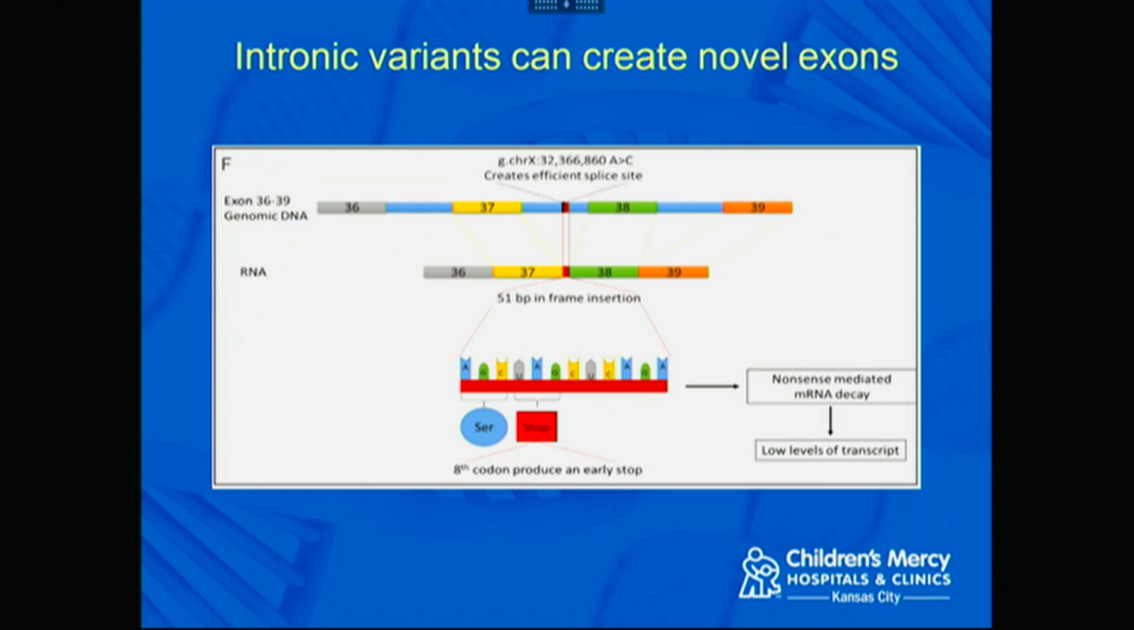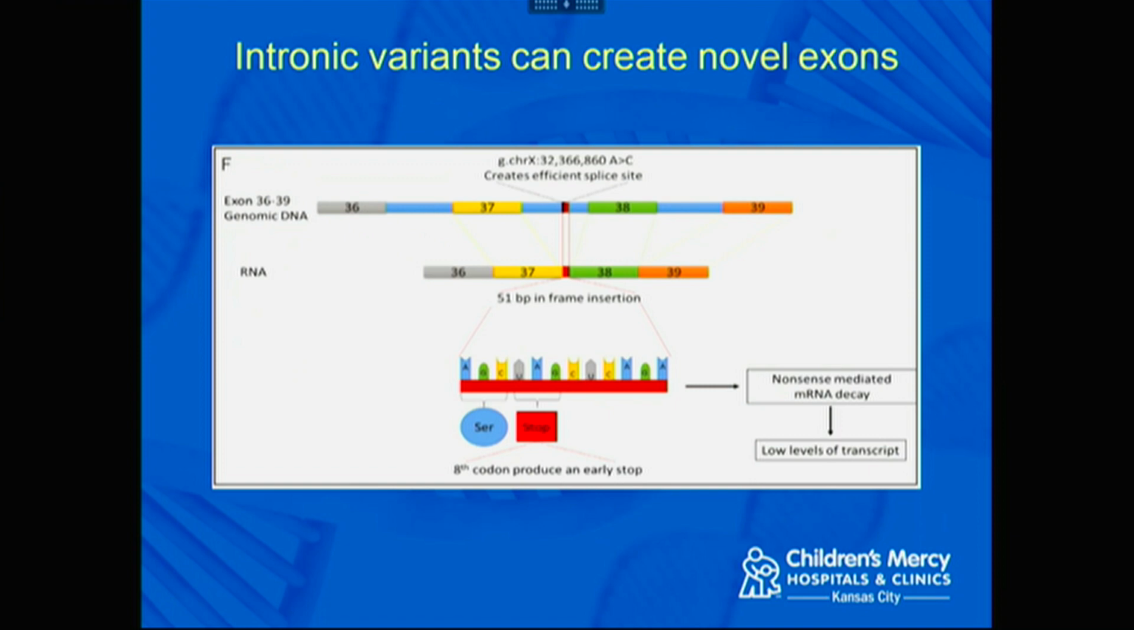So what they ended up finding was, based on the sequence of the RNA, they could identify a SNP inside the intron of the DMD gene, one of the introns of the DMD gene. And this intron was essentially creating an exon.